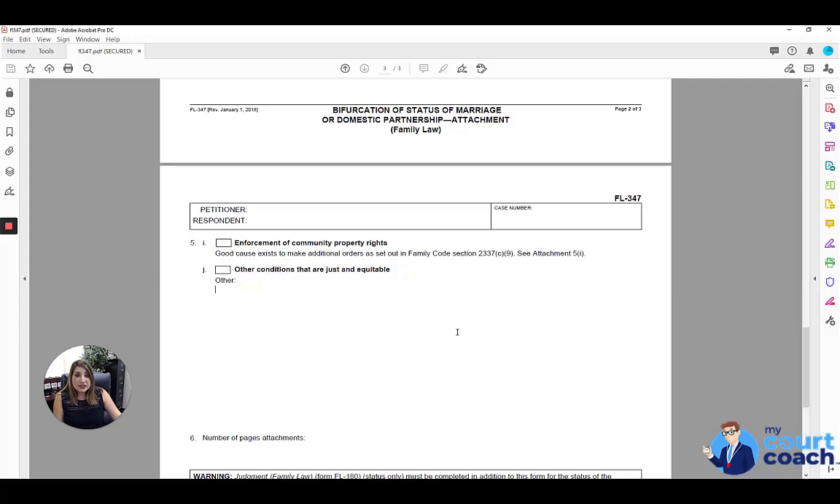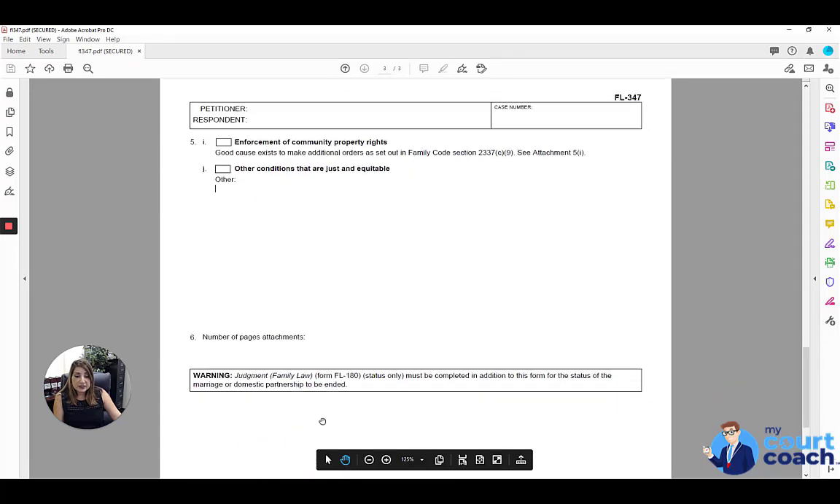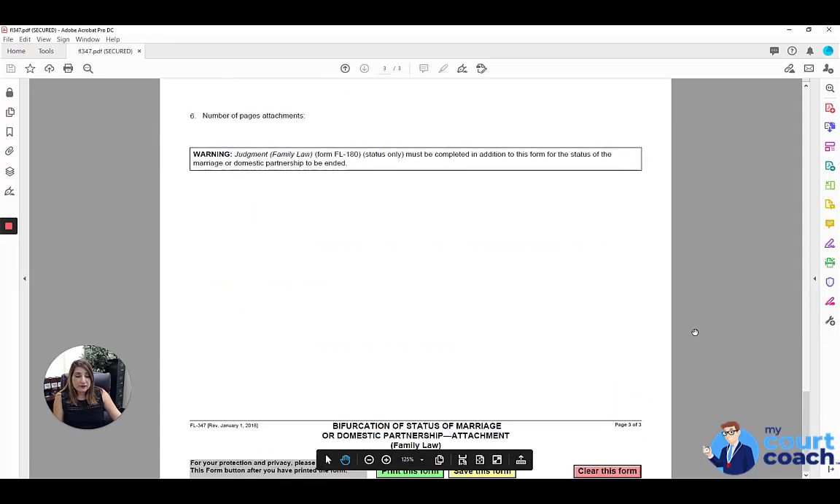There are a number of attachments that we've referenced as part of the preparation of this attachment to the order. So tally those up, write in the number of pages attached, and then this form is ready to submit as part of your judgment. I hope you found this helpful.